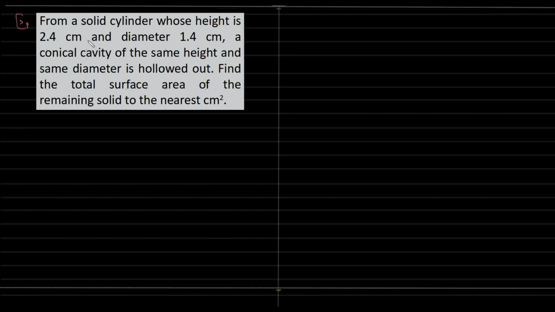A solid cylinder whose height is 2.4 centimeter and diameter is 1.4 centimeter. A conical cavity of the same height and same diameter is hollowed out. Okay, so first thing first, conical cavity.